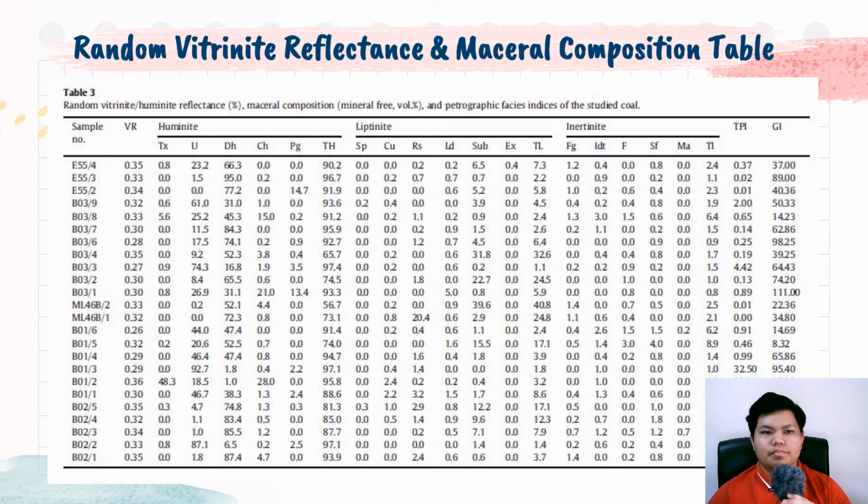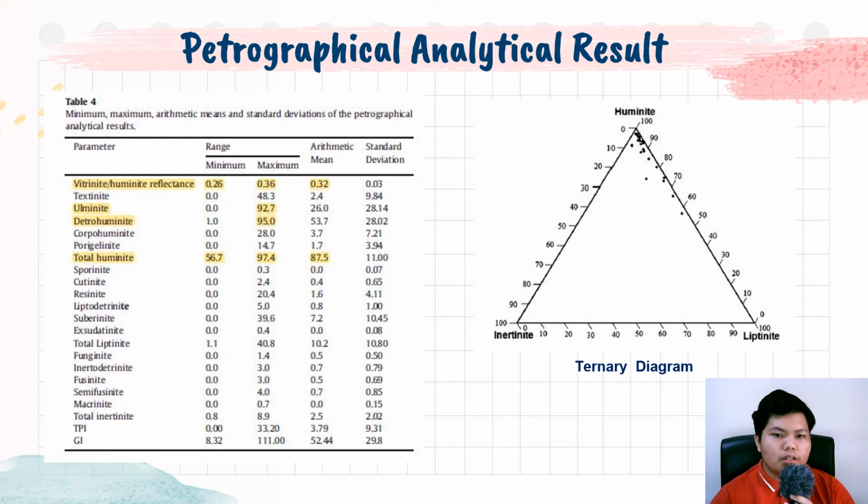Okay, with the data from the earlier table, we can summarize it into a table like this one. It shows us the vitrinite reflectance value, the minimum, the maximum, and also the mean value of the vitrinite reflectance. Also, it shows us the most dominant macerals compared to others in all the rock samples. For example, the highlighted one is the most dominant maceral compared to other types of macerals.